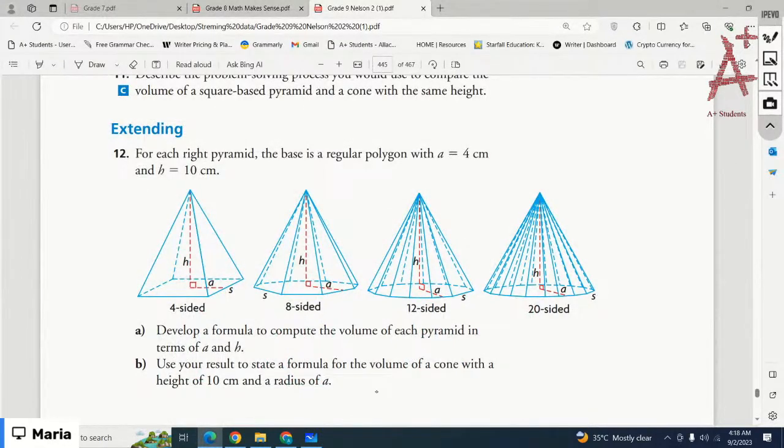Okay, the next one is question number 12. For each right pyramid, the base is a regular polygon with a equals 4 centimeter and height equals 10 centimeter. Develop a formula to compute the volume of each pyramid in terms of a and h. Use your results to state a formula for the volume of a cone with a height of 10 centimeter and radius of a.